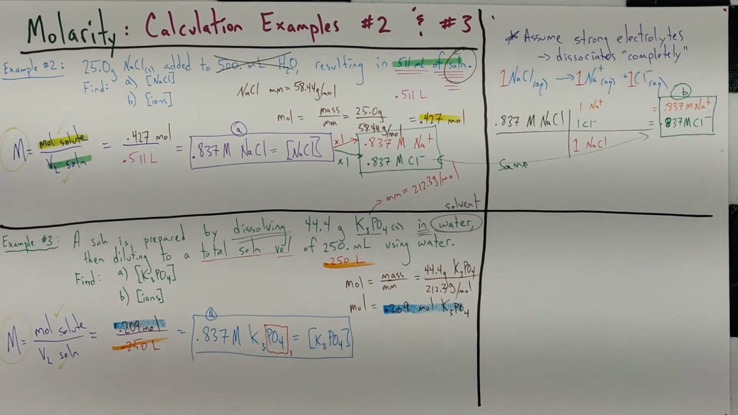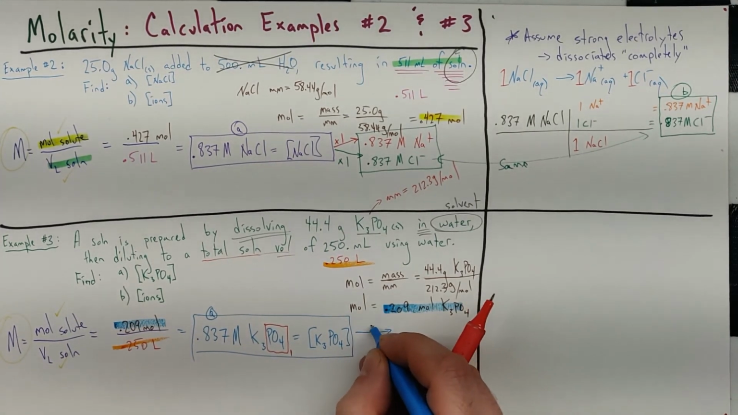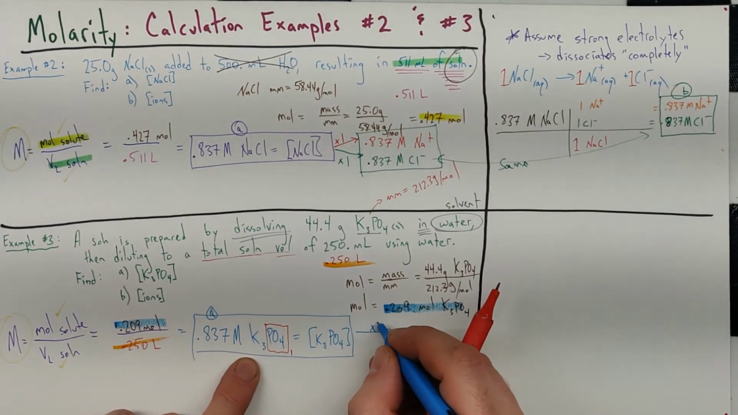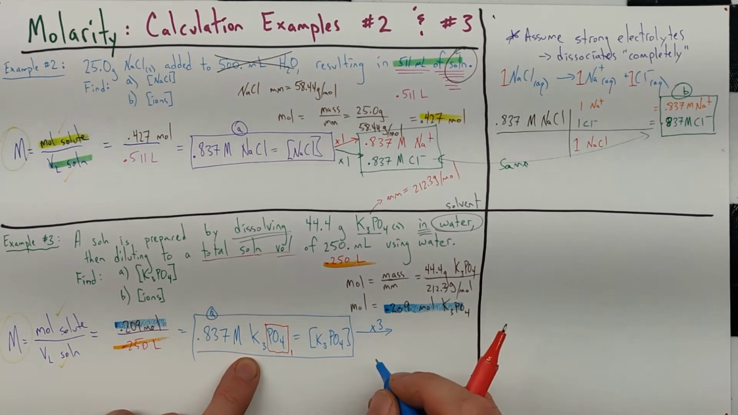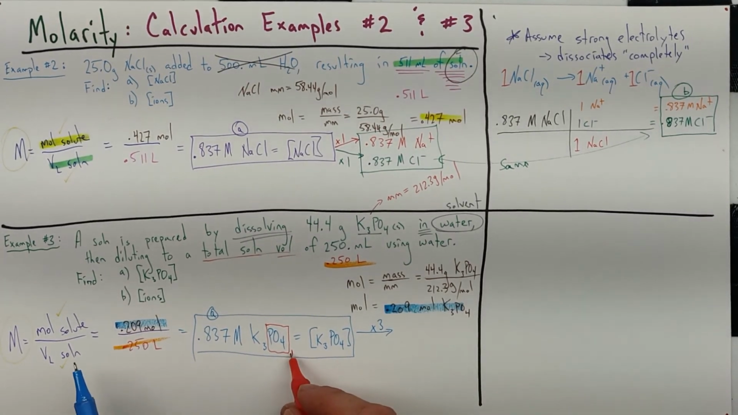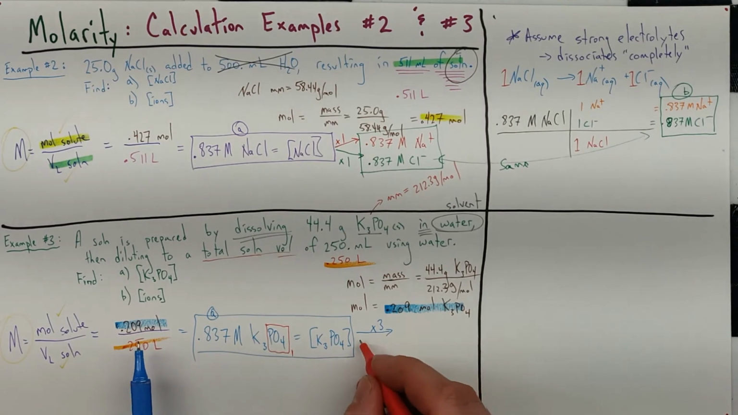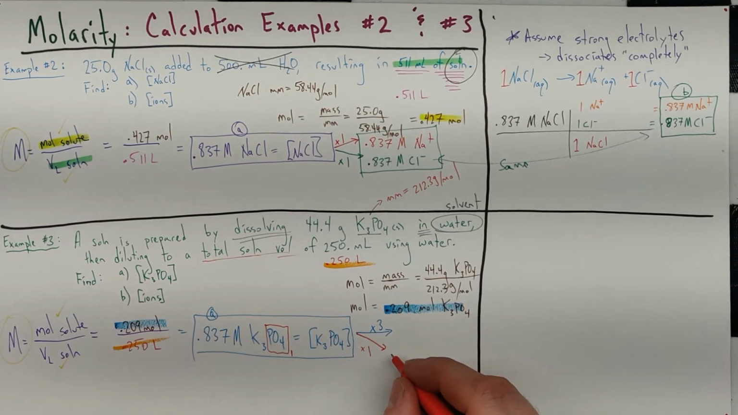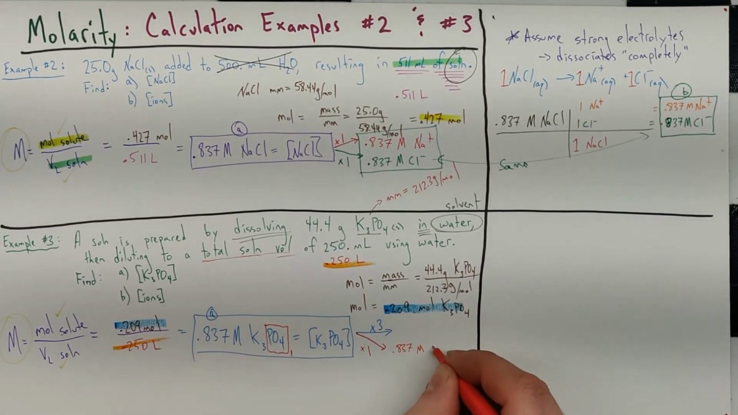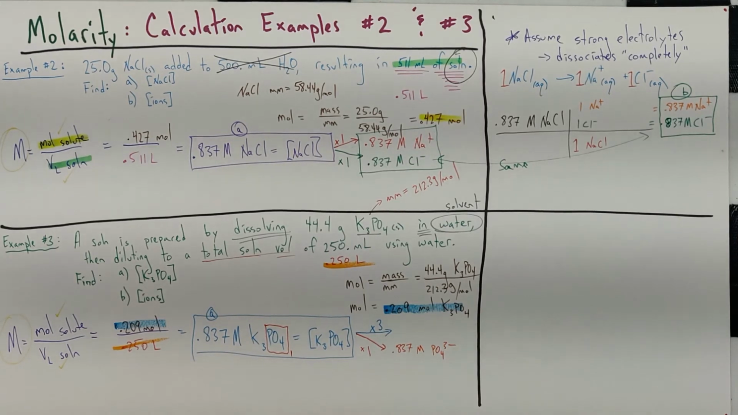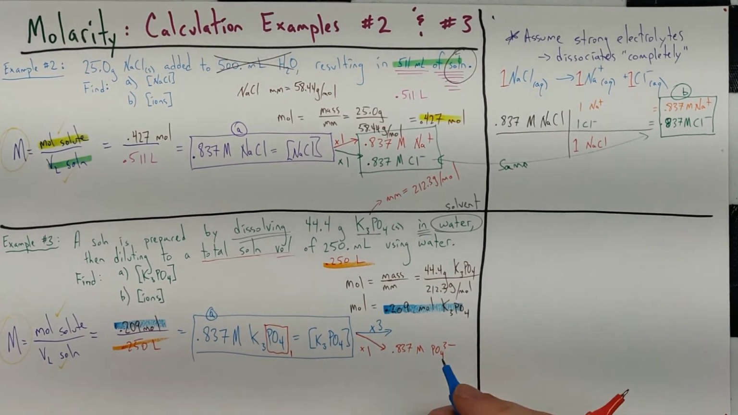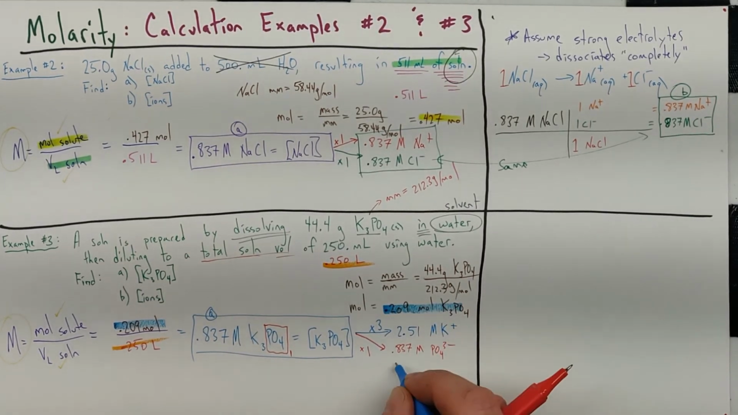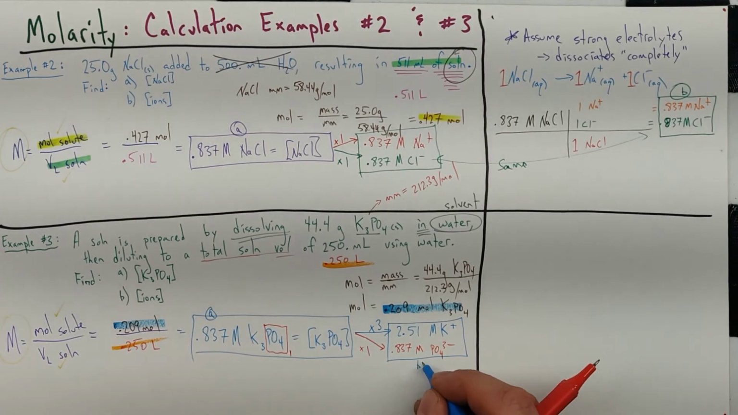I'm going to multiply by, for every one of these, there's 3 of these. So that's what stoichiometry says, that stoichiometry is just ratios. So I'm going to multiply by 3. And for every one of these potassium phosphates, there's 1 phosphate, and so I'm going to multiply by 1. And that gives me 0.837 molar phosphate ions and 2.51 molar potassium ions. And that would be our answer to part B right there.